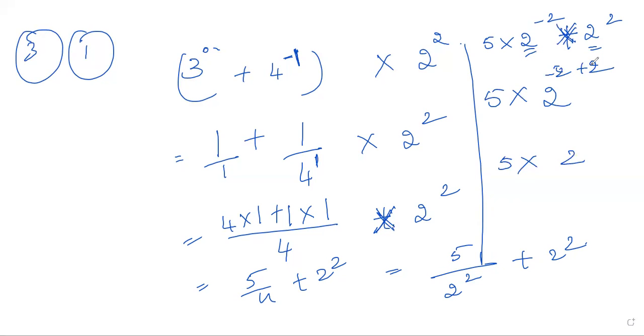5 into 2 to the power of plus 2 minus 2 cancels. That is 5 into 2 to the power of 0, which is 1. Answer is 5. Next question.